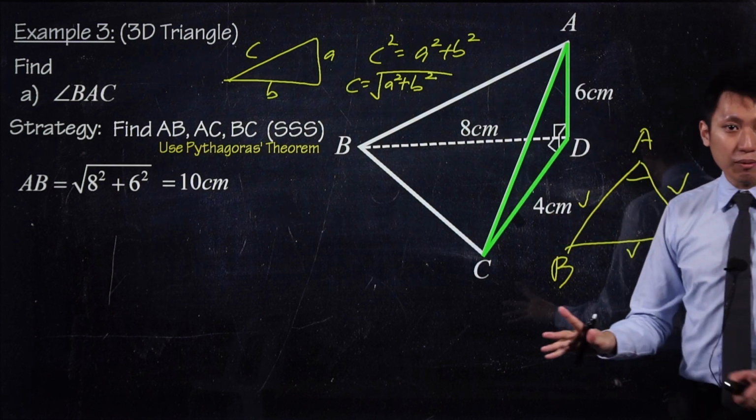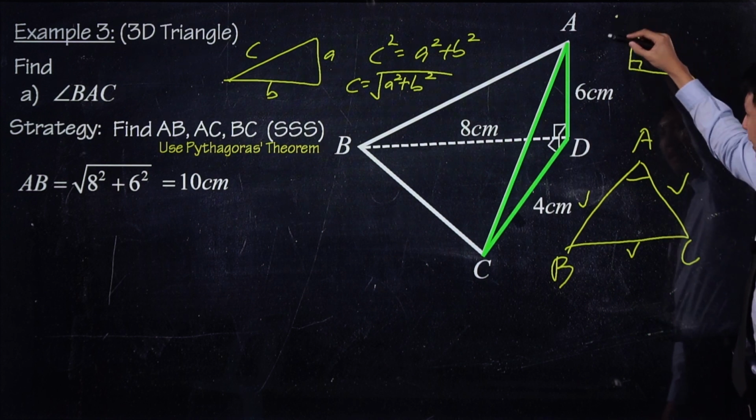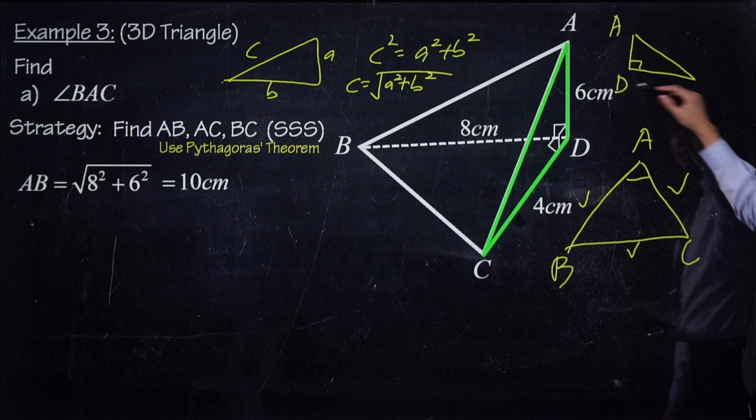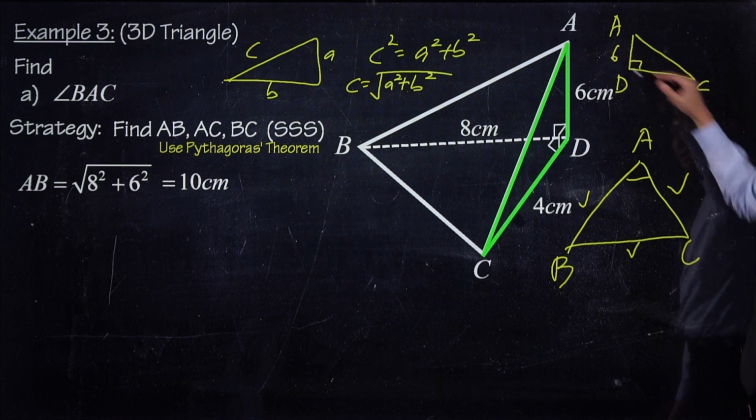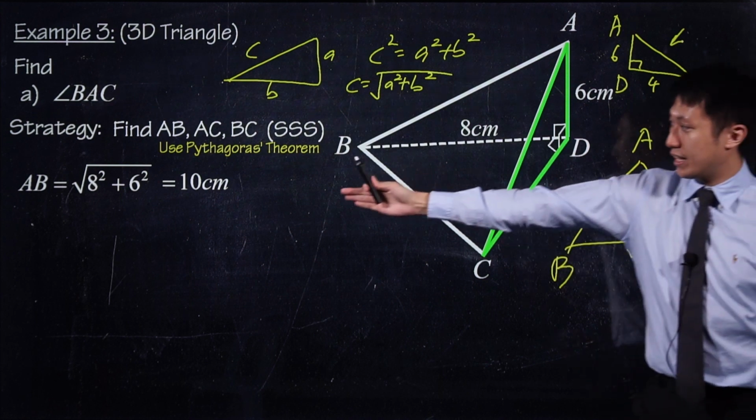If you are not okay, what you do? You write down this. Draw this up: A, then this is D, this is C, and just write down this is 6, and this is 4. How do I find this?